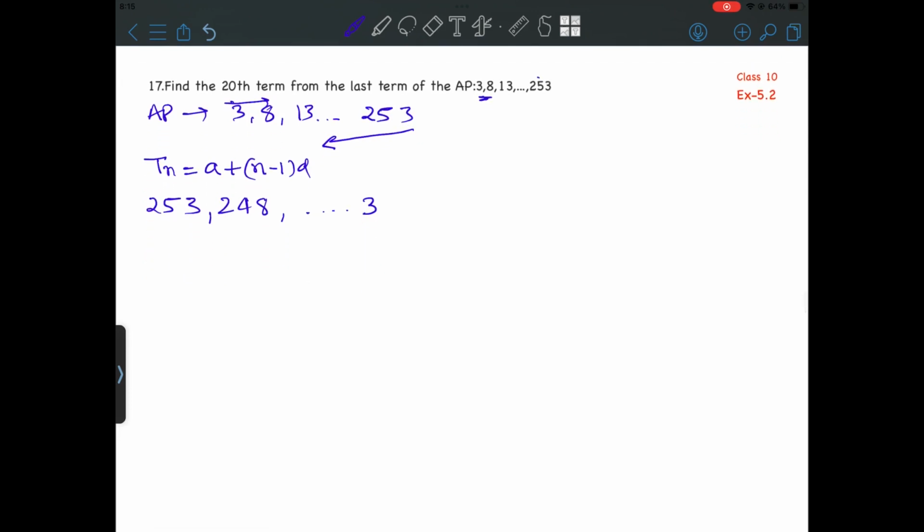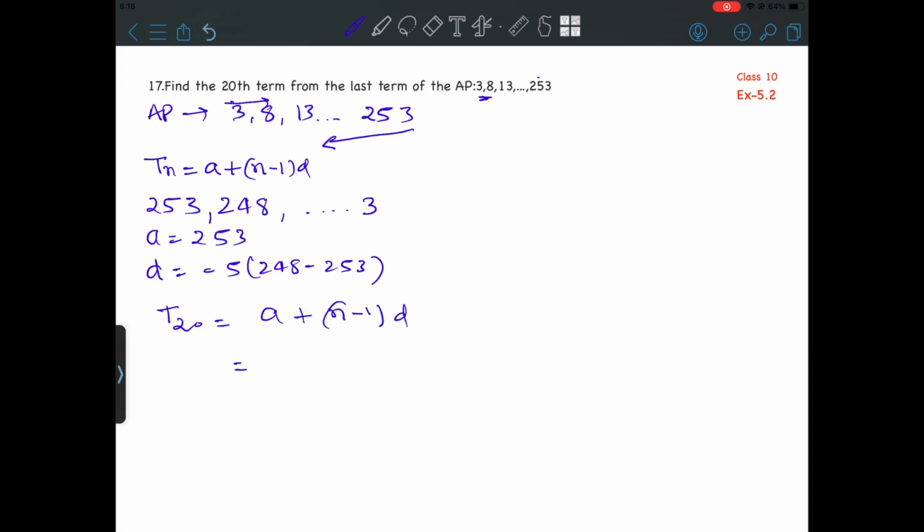Now we have reversed the AP, and if we find the 20th term using this formula, we'll get the answer, because the AP itself is reversed. So now in the changed AP, the value of a is 253, the first term. The common difference will be minus 5, because if you do 248 minus 253, you get minus 5. So we have got a and d. Now we have to find the value of the 20th term, that is T20. That will be a plus n minus 1 d.